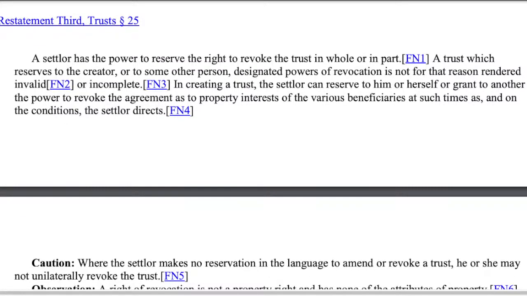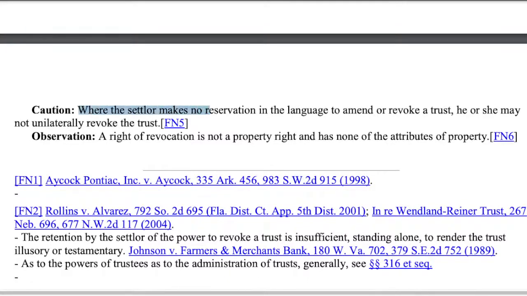Back to our Restatement. The settlor has the power to reserve the right to revoke the trust in whole or in part. A trust which reserves to the creator or to some other person designated powers of revocation is not, for that reason, rendered invalid or incomplete. In creating a trust, the settlor can reserve to him or herself or grant to another the power to revoke the agreement as to property interests of the various beneficiaries at such times and on the conditions the settlor directs. So, caution: where the settlor makes no reservation in the language to amend or revoke a trust, he or she may not unilaterally revoke the trust.